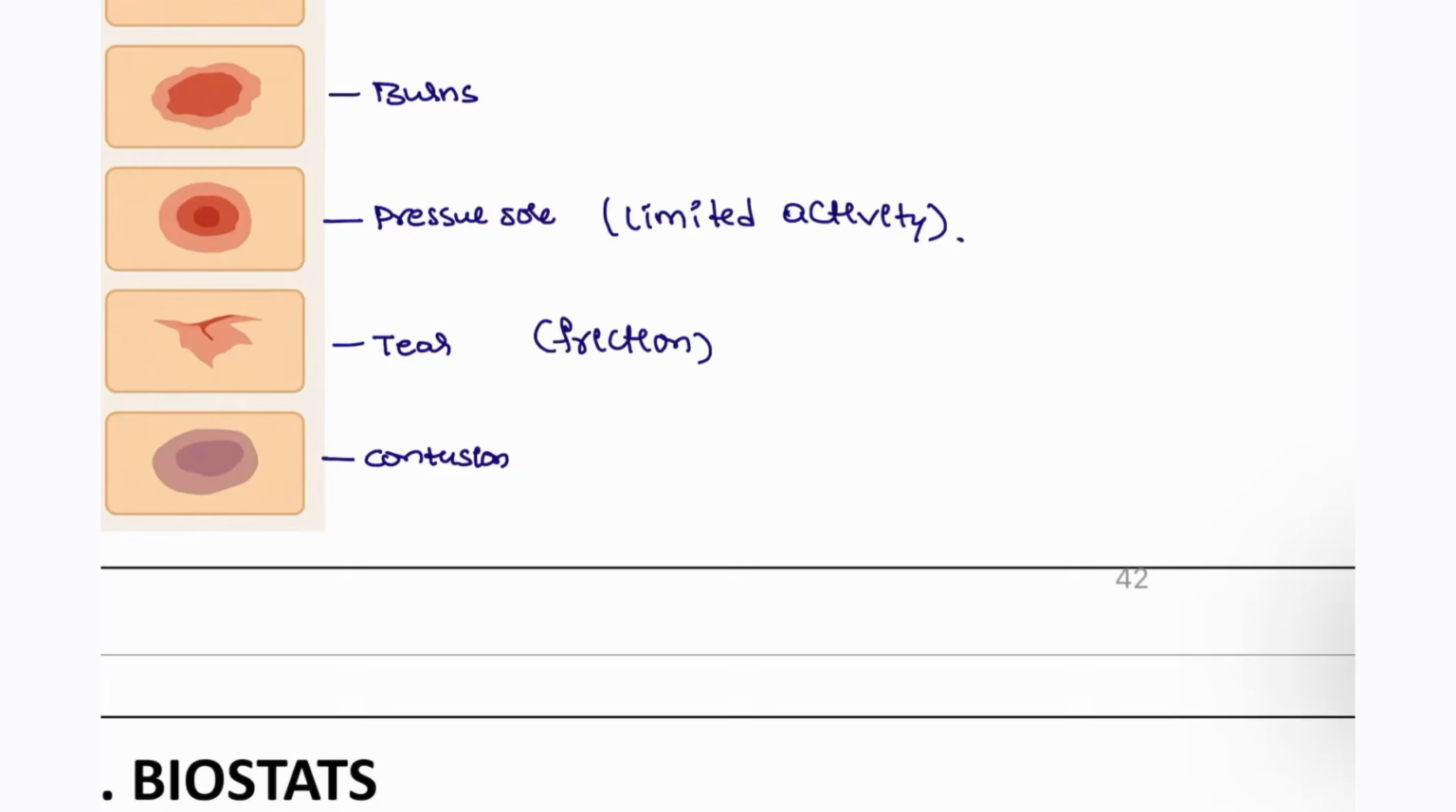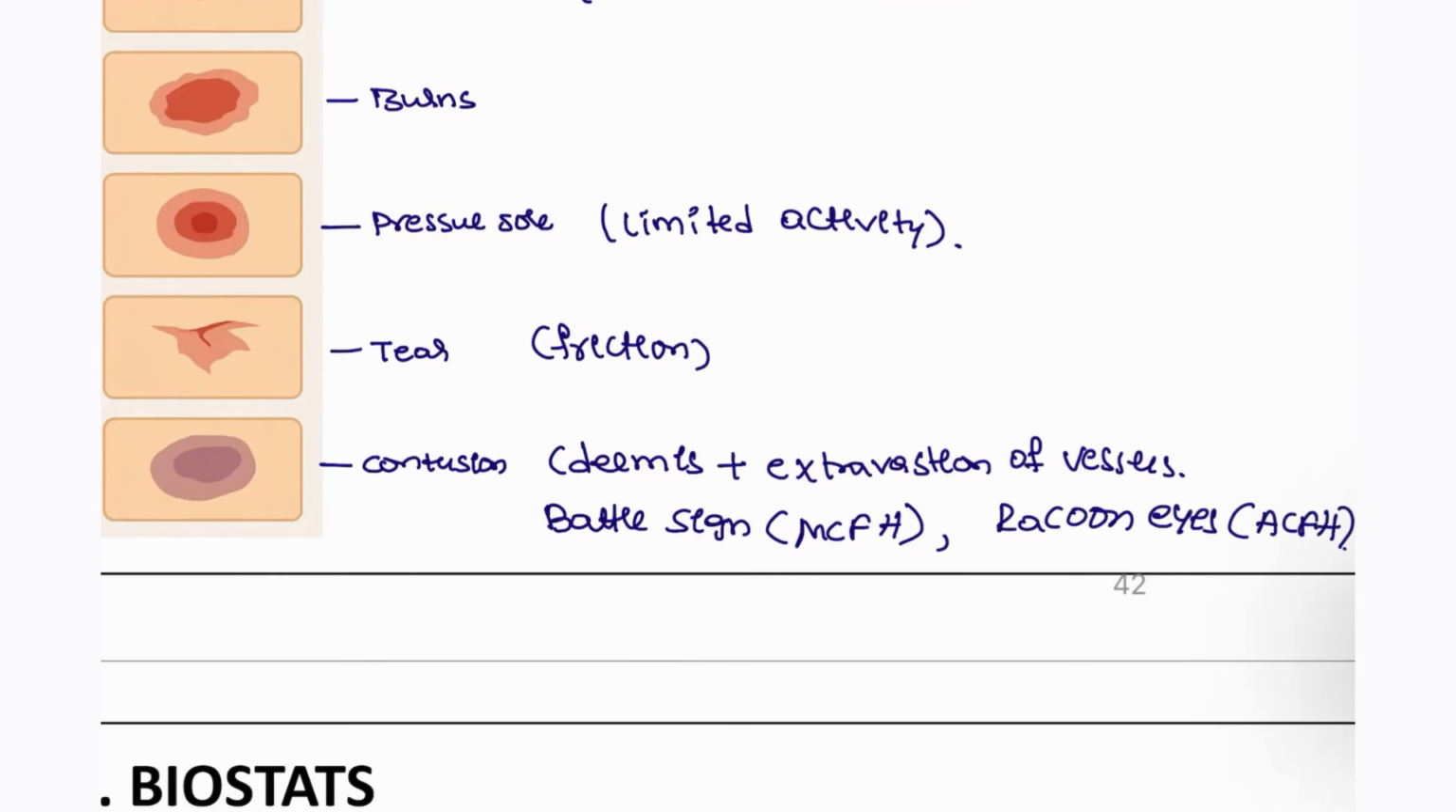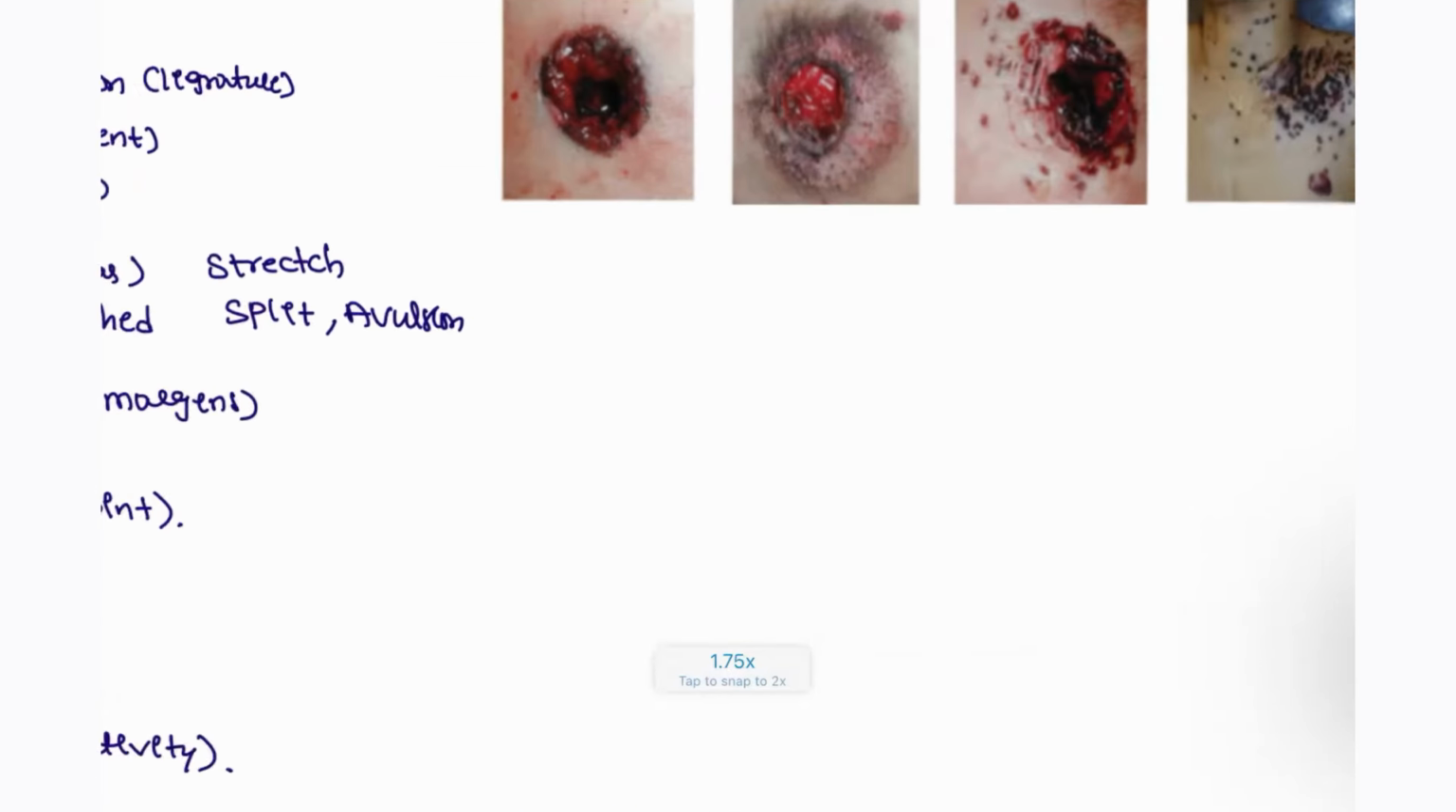Next, coming to the contusion. This is due to dermis involvement with the extravasation of the blood from vessels. So in this, you are going to see the Battle sign, in those who are having the fracture of the middle cranial fossa. Next, the other one is raccoon eyes, seen in the anterior cranial fossa fracture. These are some of the injuries and how to identify them.